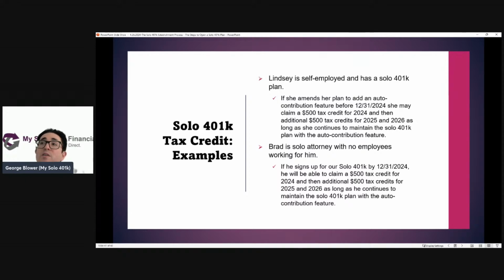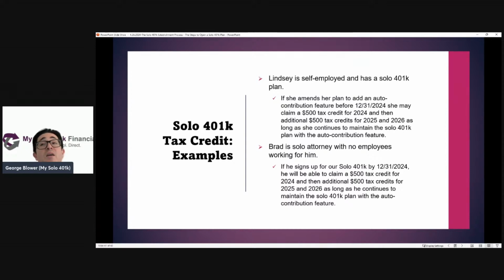So let's say, just a couple quick examples. Lindsay's self-employed. She already has a solo 401k plan. If she amends her plan to add the auto contribution feature during 2024, now she'll be able to claim the credit when she files her 2024 taxes. And then again, for 2 more years for a total of $1,500, as long as she continues to maintain the solo 401k plan with the automatic contribution feature.